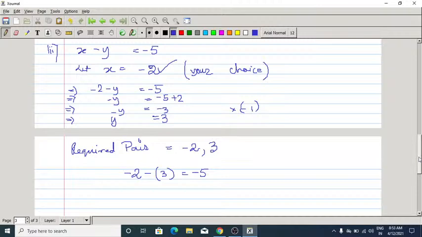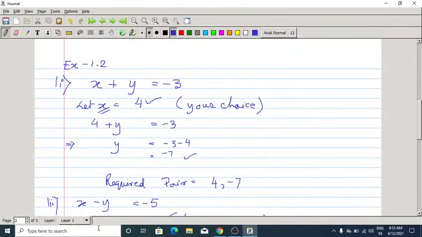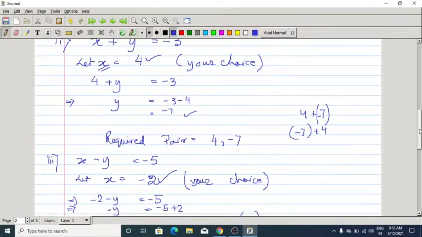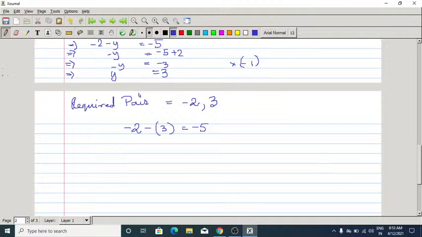Now in the previous question, that is 1.1, you write 4 plus minus 7 or minus 7 plus 4, both will generate the same answer. But over here, you have to specify who is to be written first and who is to be written second, that is the subtrahend and minuend, because 3 minus minus 2 is not minus 5. So you have to write the equation in this case.